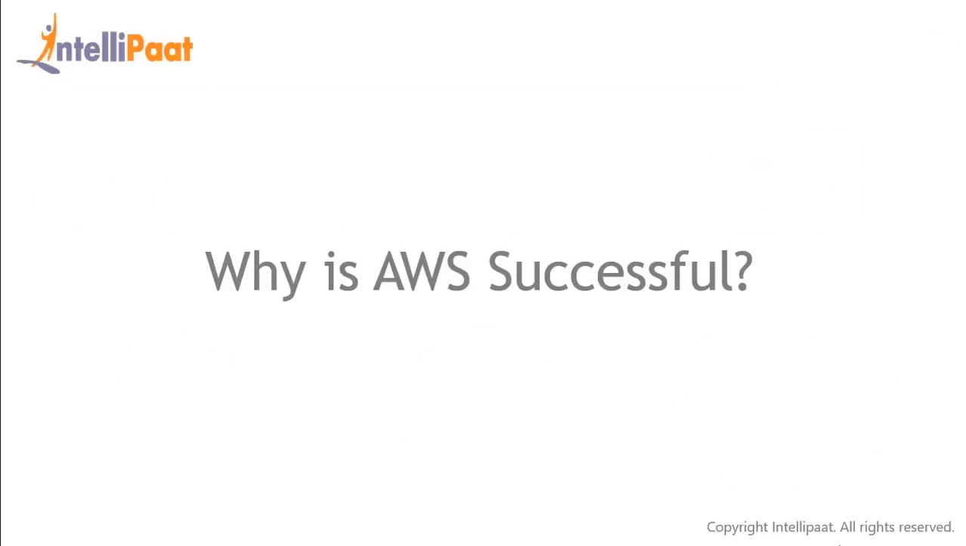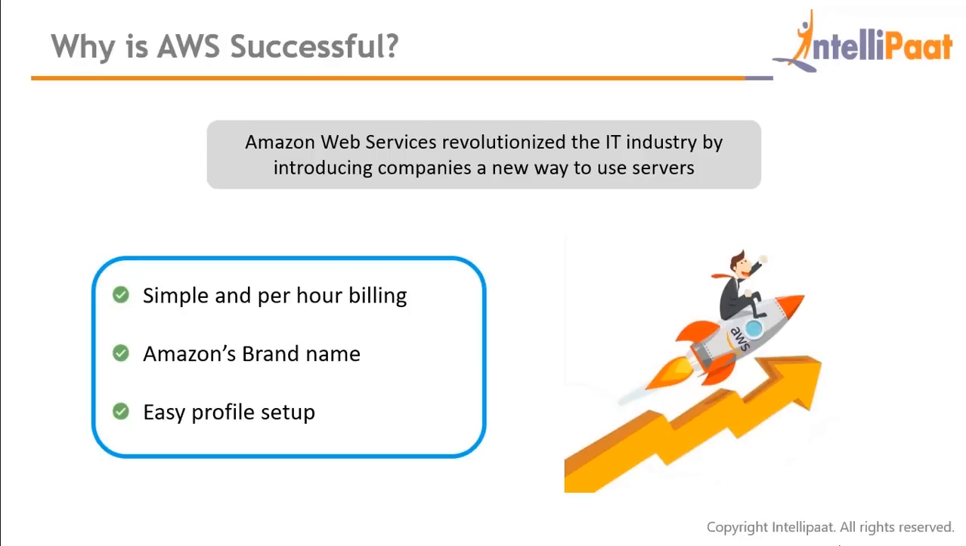So why is Amazon Web Services so successful? They started AWS in the year 2006 and it is still the number one cloud platform. Let us see why. Before any other cloud company thought of it, Amazon Web Services had already revolutionized the IT industry by introducing a new way to use servers to companies and businesses. And there are three key points which made AWS successful. The first is its simple per-hour billing. The billing system of AWS is very simple: you will be charged only for the particular services which you use, and it is also based on the number of hours you use, not the days or the months.